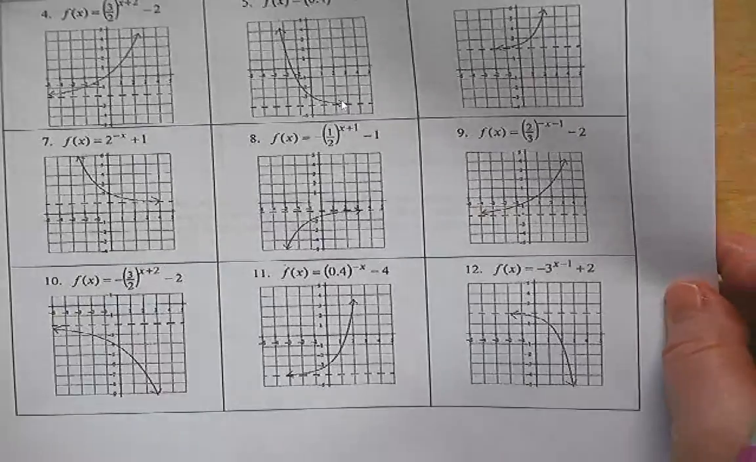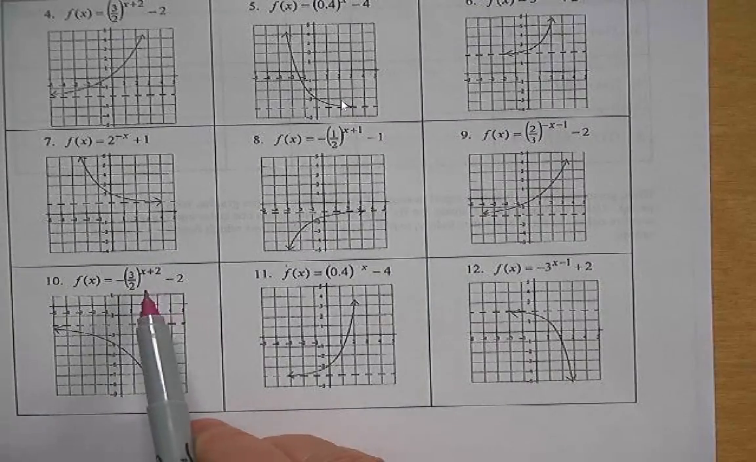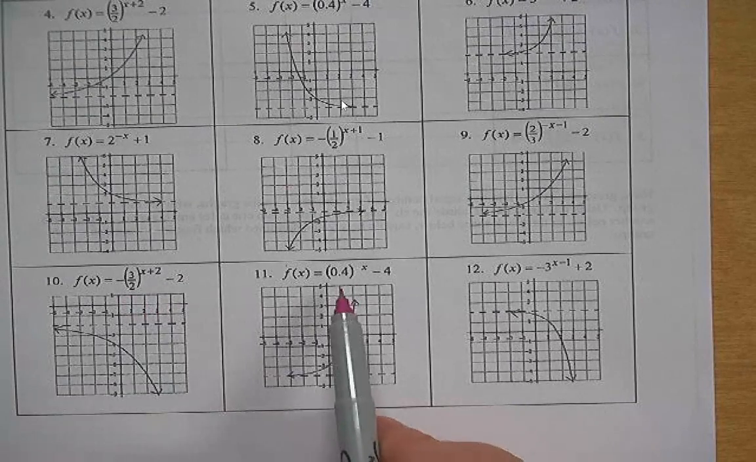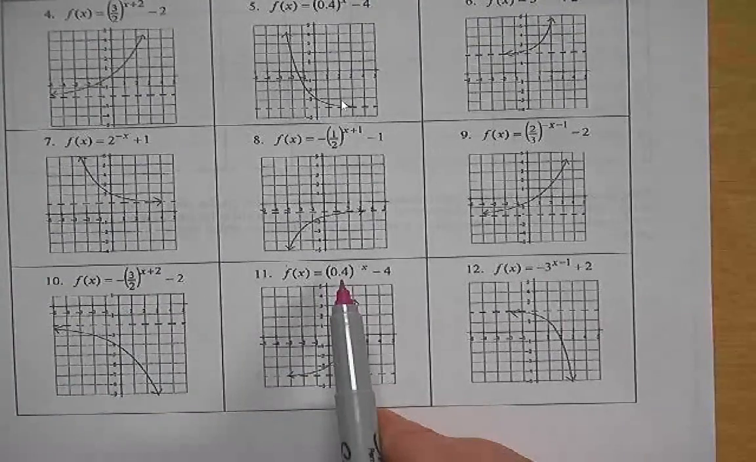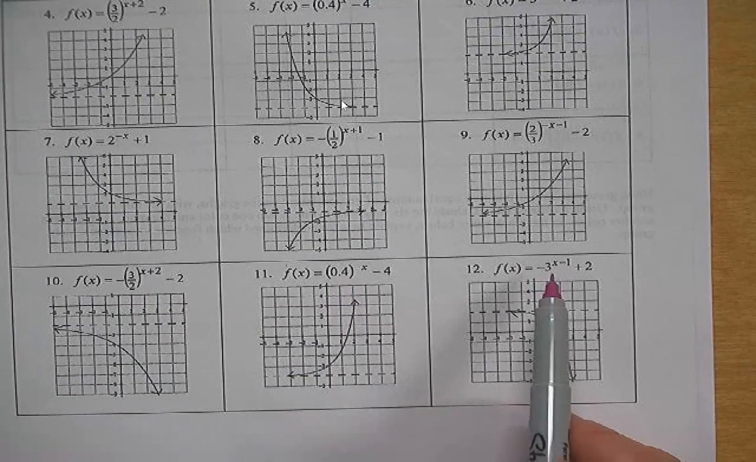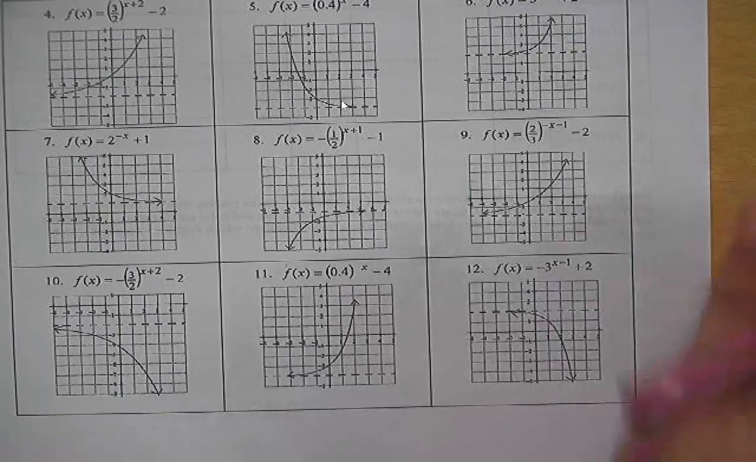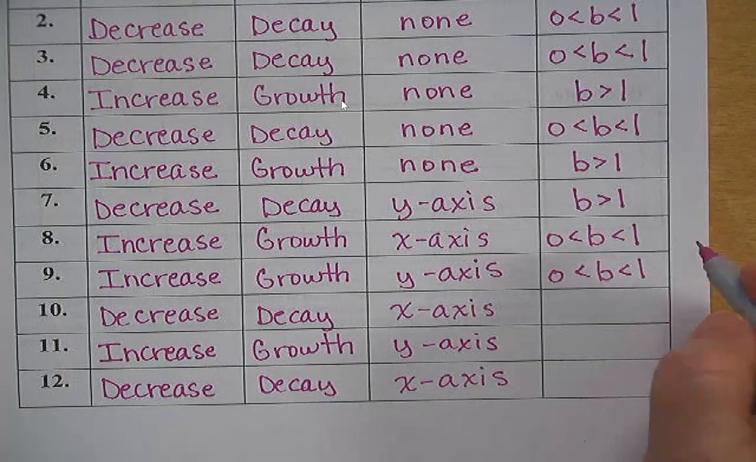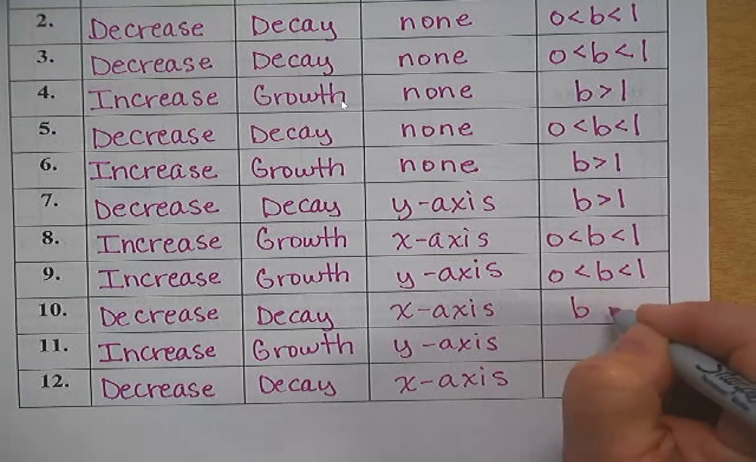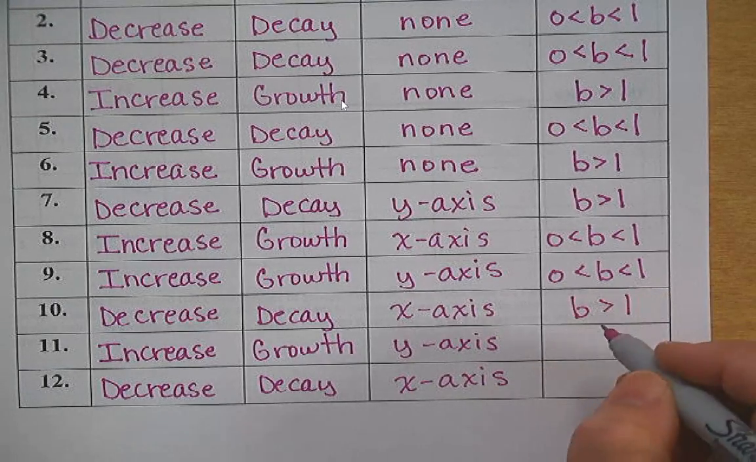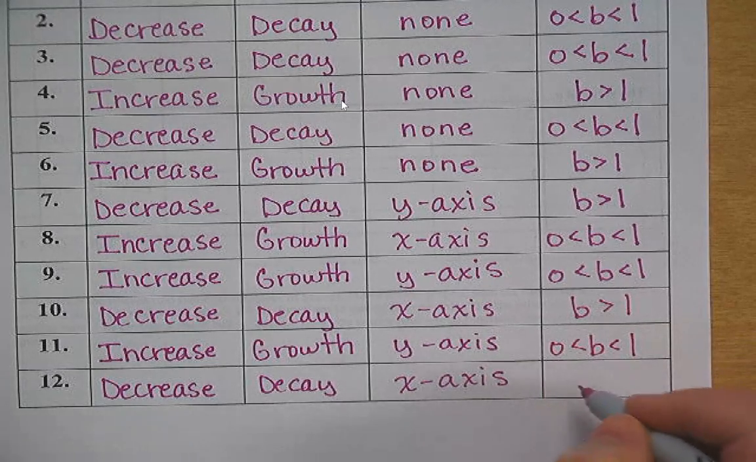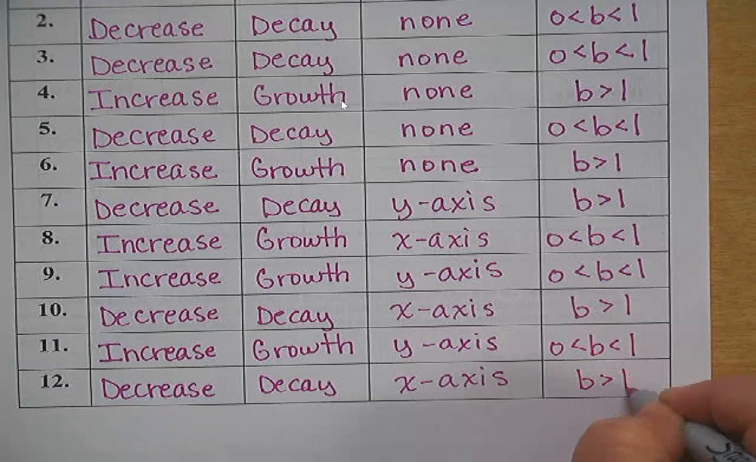All right, finally, we have a b value of 3/2 again. That's 1.5, so that's greater than 1. 0.4, which is between 0 and 1. And 3, which is greater than 1. So 3/2 is greater than 1. 0.4 is between 0 and 1. And 3 is greater than 1.